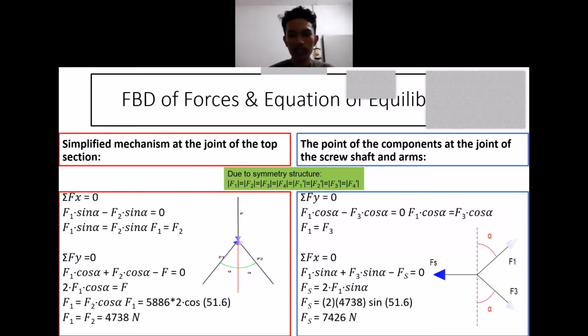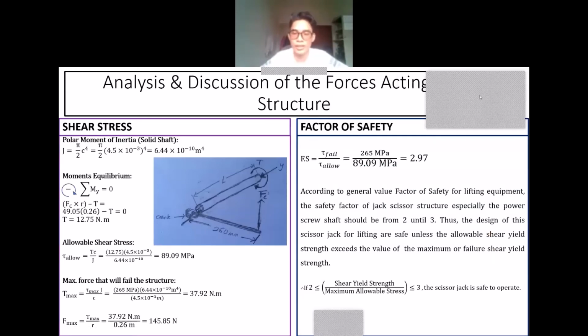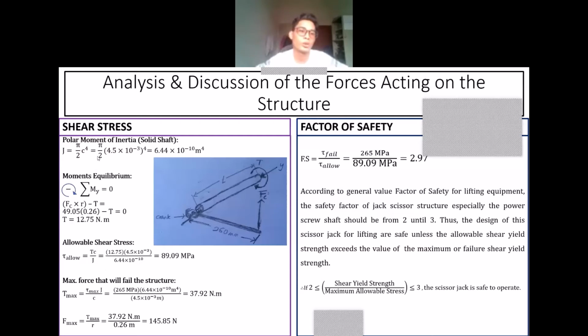Then the next slide, I will pass to my friend Redhuan Amar to continue. Okay. So for the last slide, we are going to analyze and discuss the forces acting on the structure. So for shear stress, first we have to find the polar moment of inertia, which for solid shaft, because the power screw for the structure is a solid shaft.